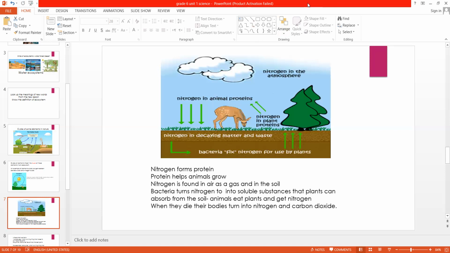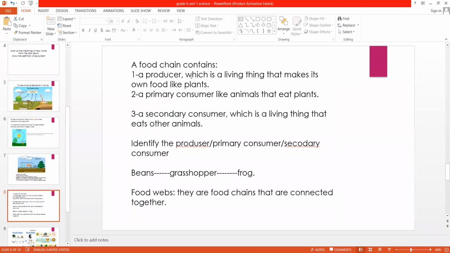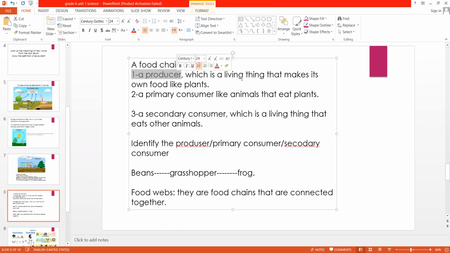Now, another thing that we need to remember is food chains. Food chains. سلسلة الغذاء. Food chain contains a producer, منتج, which is a living thing that makes its own food, like plants. كائنات حية تنتج غذائها بنفسها مثل النباتات. And a primary consumer. Primary consumer. مستهلك أولي أو ابتدائي. Like animals that eat plants only. Okay, primary consumer. مستهلك بدائي أو مستهلك أولي.